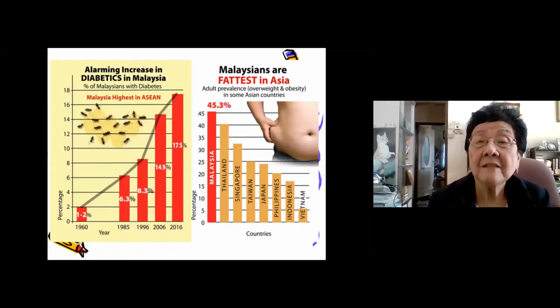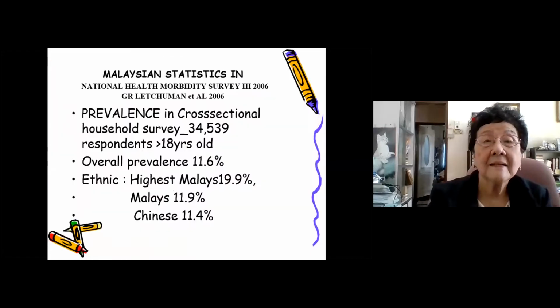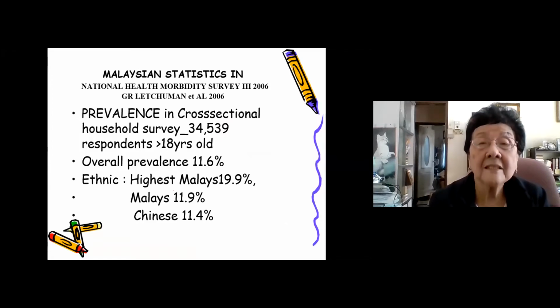The adult prevalence of overweight and obesity in some Asian countries, you can see Malaysia tops the list, 45.3%, compared to other countries. Malaysian statistics, according to our NIH morbidity survey, the cross-sectional household survey showed 34,539 respondents who are more than 18 years, the overall prevalence was 11.6.